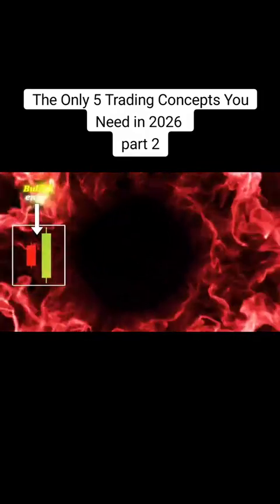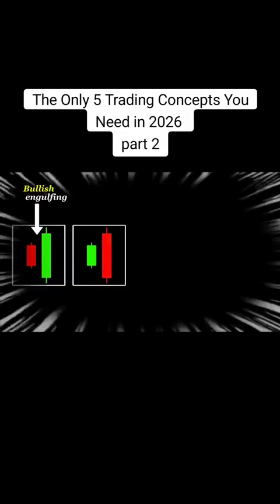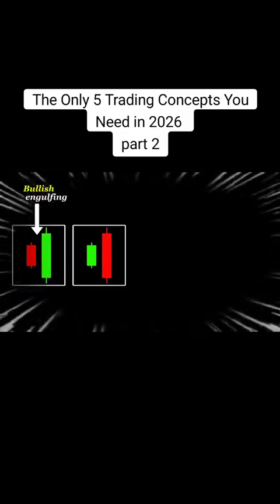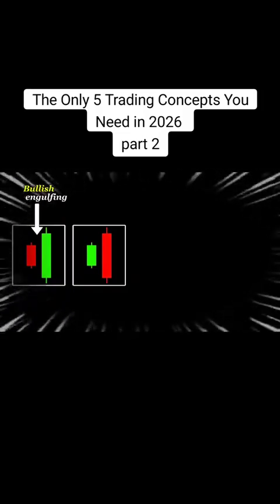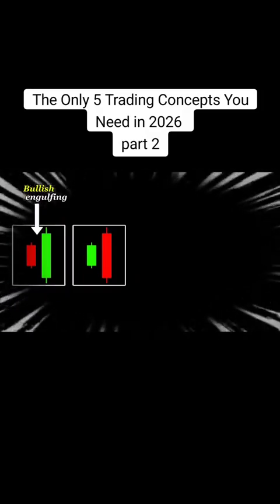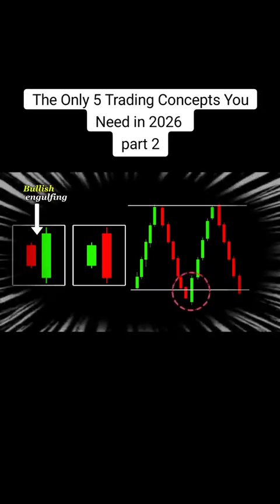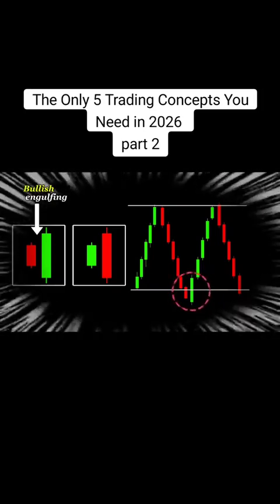A bullish engulfing candle occurs when a bullish candle fully engulfs the previous bearish candle. This tells you that buyers didn't just step in, they overpowered sellers. At support or after a pullback, it often marks the start of a new impulsive move upward.